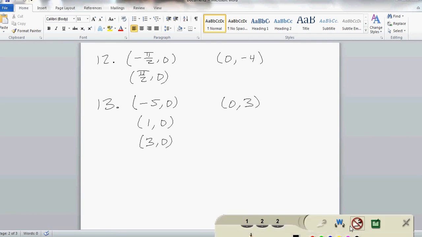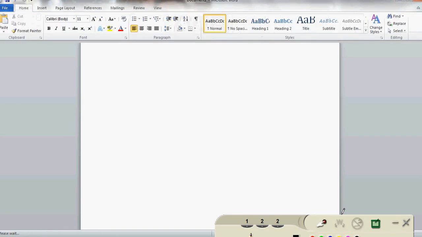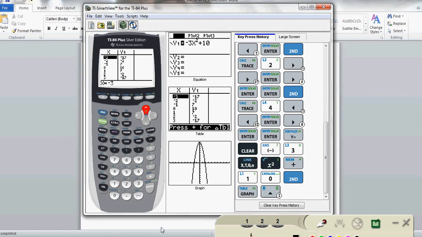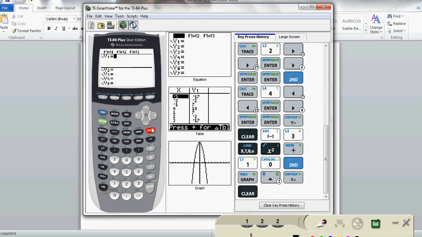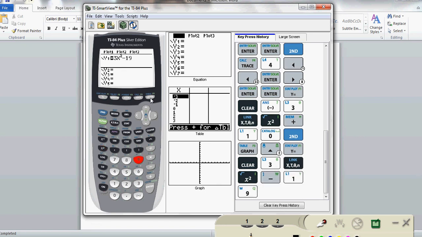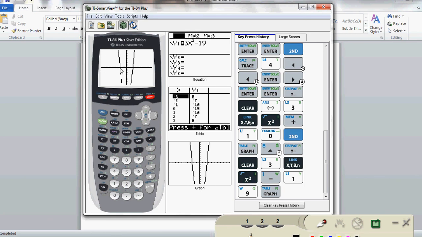So we begin with number 14, y equals 3x squared minus 19. Since y is already solved for, we do not need to solve for y here. And so all we have to do is plug it in. Y equals, I'm going to clear out what I had there before, and I want 3x squared minus 19. Then I'm actually going to graph it and see where it ends up. Okay, now I see that it goes here and here, but I seem to be missing something down here.